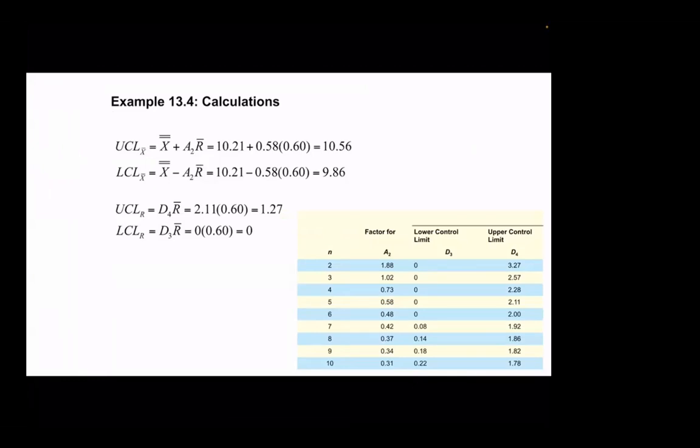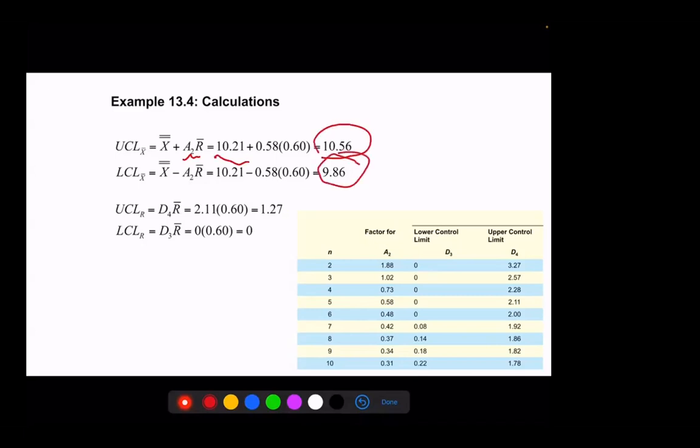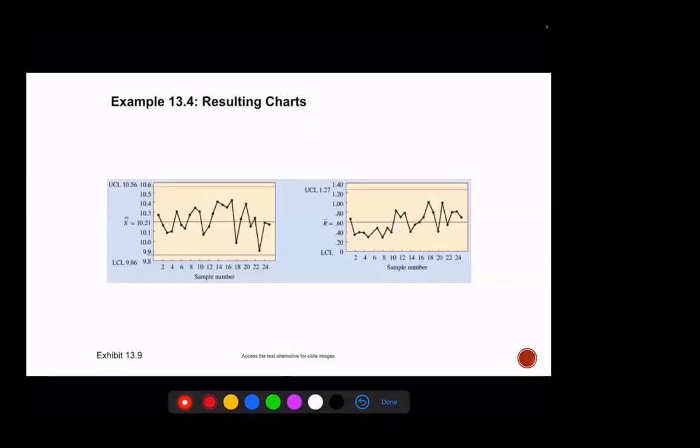Okay, Emily and Hugo, you got the answers. No, Cody. Okay, Cody, you got the extra point again. So here is how we figure out A2, D3, and D4. Once you figure them out, then according to your calculation, you will be able to get the upper and lower limits. So this is how we calculate the X bar chart and R chart.